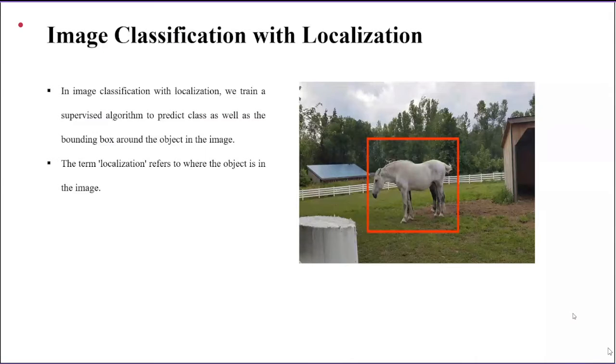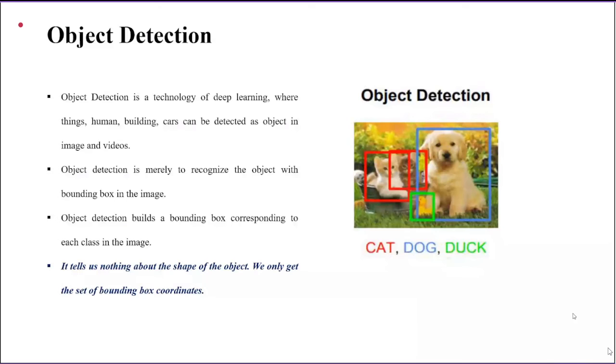Another important application is object detection. Suppose in our image, we may have more than one object. So we can identify each and every object, and we can give a bounding box to these objects. We can also give different colors to these bounding boxes so that we can clearly identify the different objects available in a particular image.